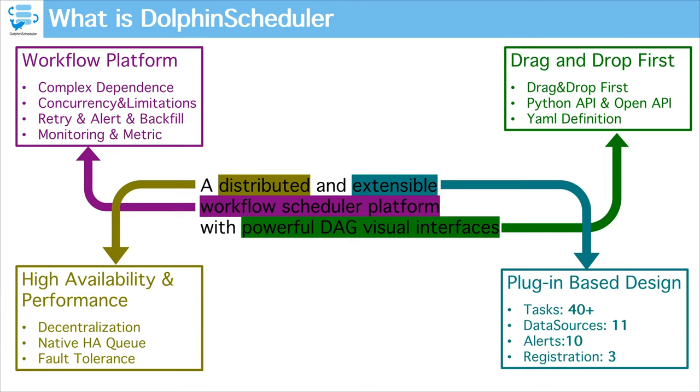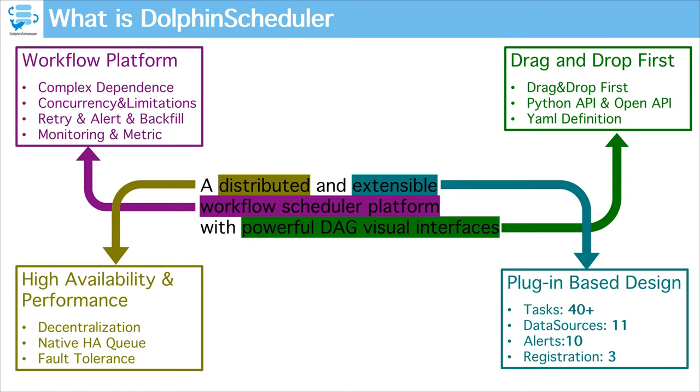The second keyword I want to talk about is powerful DAG visual interface. As William talked about, the first choice we use in DolphinScheduler is drag and drop. So you can see drag and drop is the first function we use when we want to create a workflow. But DolphinScheduler is not only drag and drop. It can also be used via API, both Python API and Open API. And I will give an example later. Besides, we also support YAML definition, which means you can define a workflow via a YAML file.